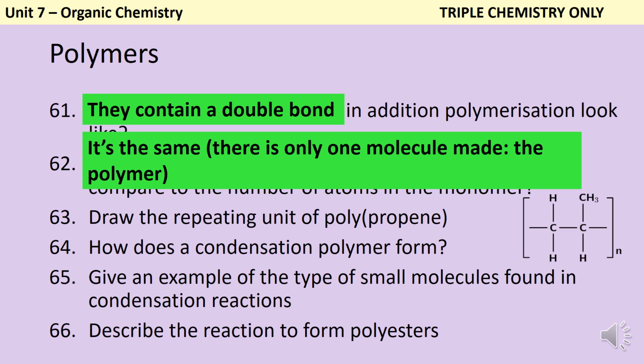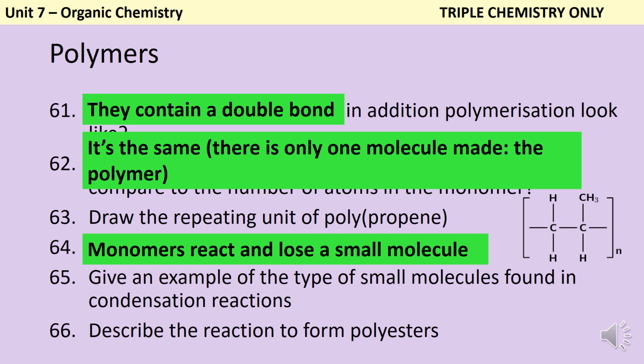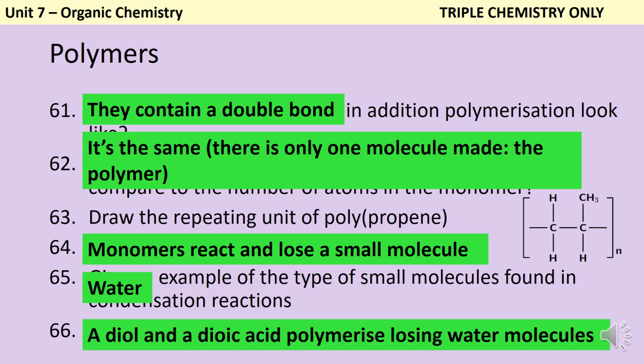A condensation polymer forms when the monomers react and a small molecule is lost, and that small molecule could, for instance, be water. Polyesters are an example of a condensation polymer, and they're made when a diol, so that's an alcohol where it's got an OH group at both ends of the molecule, so di means two, and a dioic acid, so that's a carboxylic acid which has carboxylic acid groups at both ends of the molecule, polymerize and water molecules are lost.